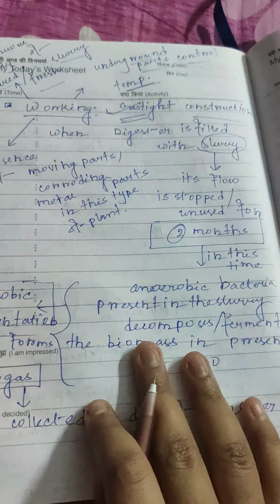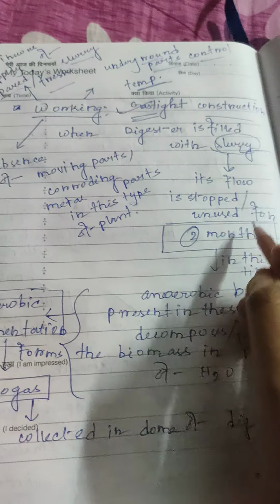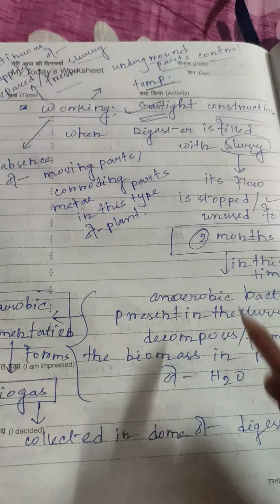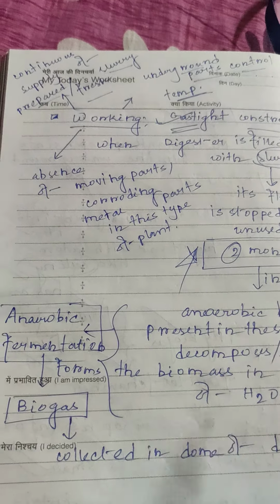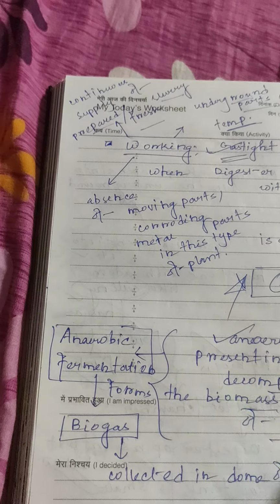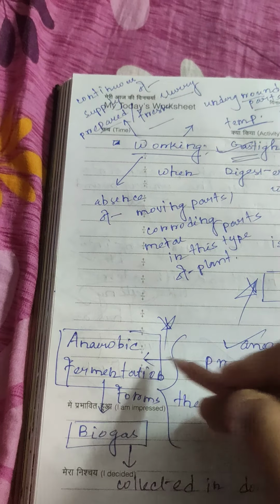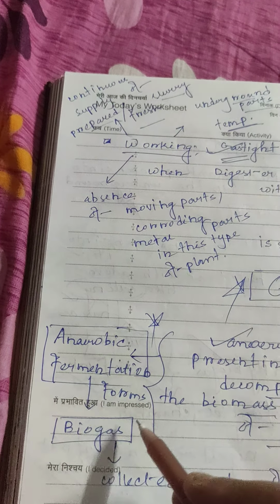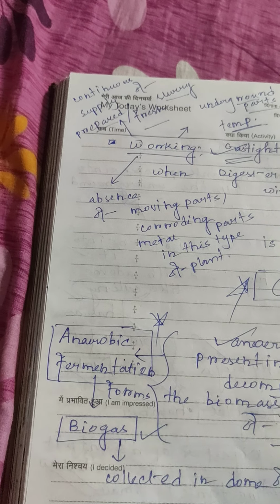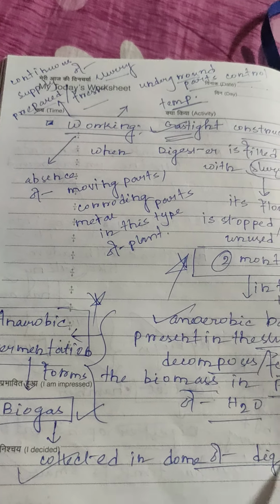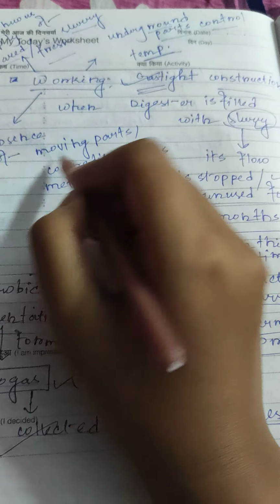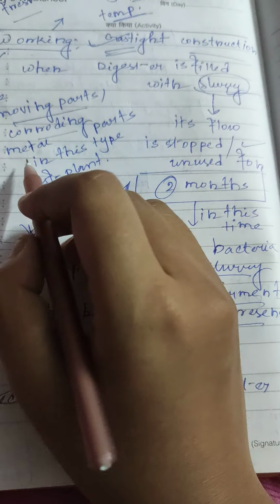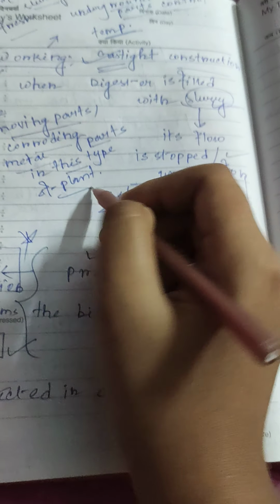Gas tight. When the digester is filled with slurry, its flow is stopped or unused for 2 months. In these 2 months, anaerobic bacteria present in the slurry decompose or ferment the biomass in presence of water. It is called anaerobic fermentation. This anaerobic fermentation forms the biogas. The biogas is collected in the dome of the digester. It works in the absence of moving parts or corroding metal parts in this type of plant.